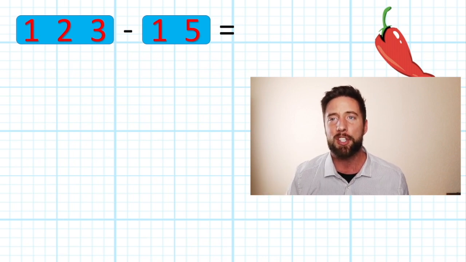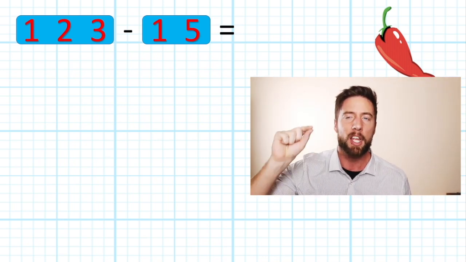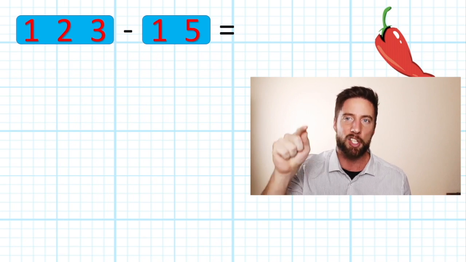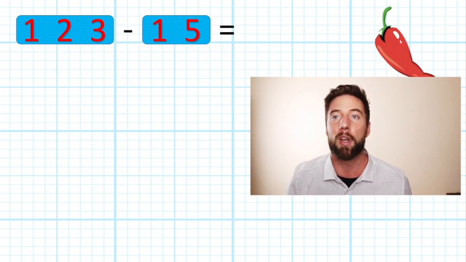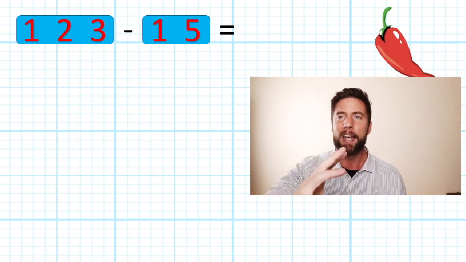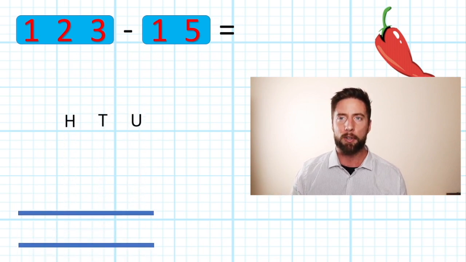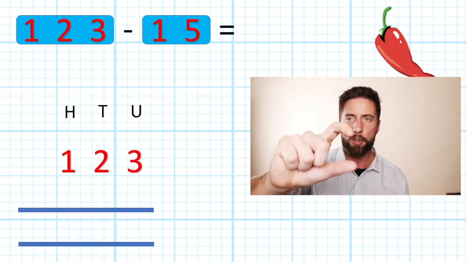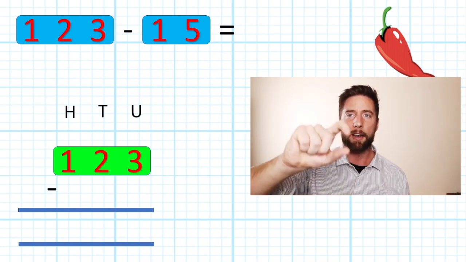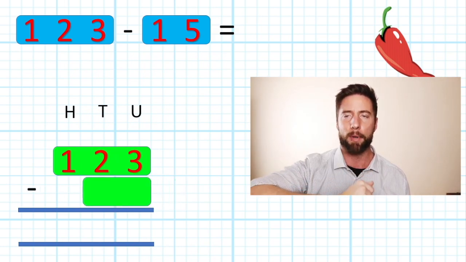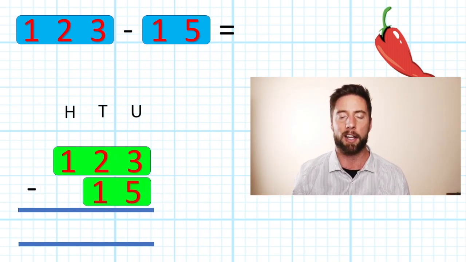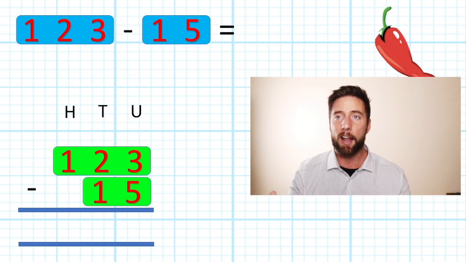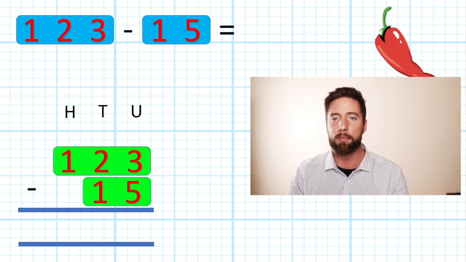Now you are thinking to yourself, I can read your mind, you are thinking, yo, that is just as easy as before. Well, let's check it out, okay? Let's put it back into our columns like we know how to now. 123, subtract 15. I've written it out perfectly. Draw my answer lines. Fantastic.